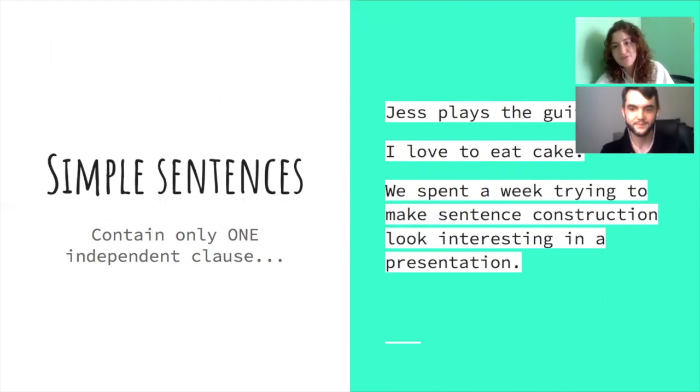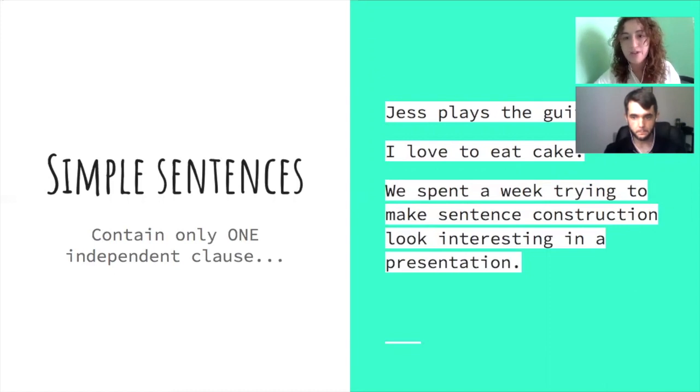Okay, so now that we've talked about the basics of what's needed to make an independent clause, let's talk about some of the examples of kinds of sentences we can use. So we'll start with the basic, which would be a simple sentence. This one contains only one independent clause that we've already explained. So examples here, Jess plays the guitar. We've got the subject and the verb predicate, and nothing else. Just that independent clause. Also, I love to eat cake. We've got the subject, I, and love to eat cake is our verb predicate.